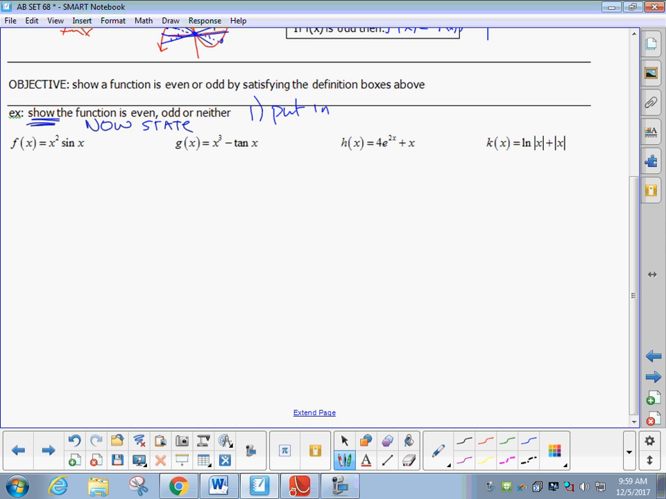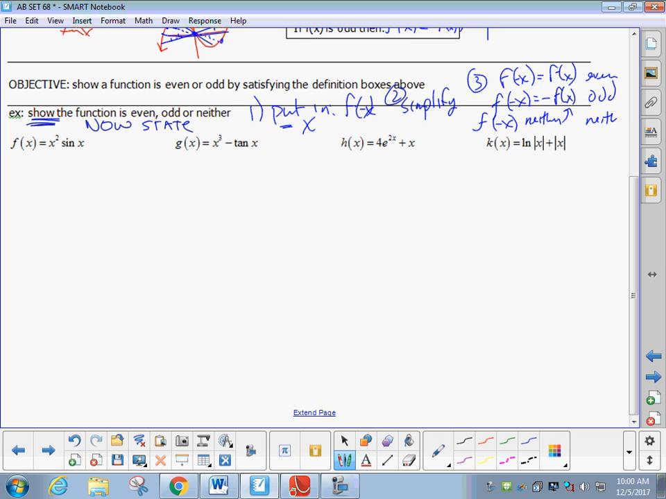putting in a negative x. For example, f of negative x, and you're simplifying to see if f of negative x comes out the same as f of positive x, in which case you conclude even. Or f of negative x is the opposite of normal f of x, which you conclude odd. Or f of negative x is neither of those, which is then neither.